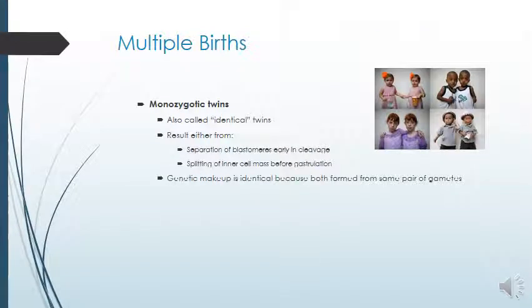Monozygotic twins, which are also called identical twins, result either from separation of the blastomeres early in cleavage or splitting of the inner cell mass before gastrulation. Genetic makeup is identical because both form from the same pair of gametes. However, as we have discussed before, due to some epigenetic changes, the genetic makeup will change throughout the lifespan.